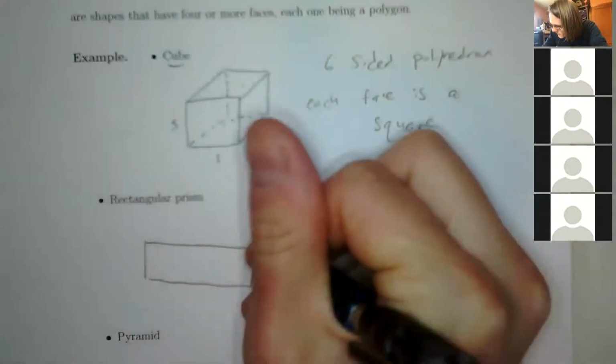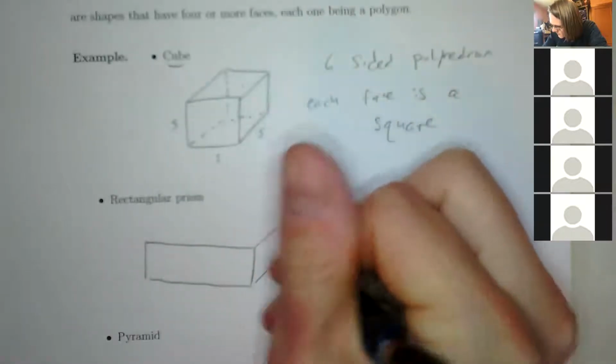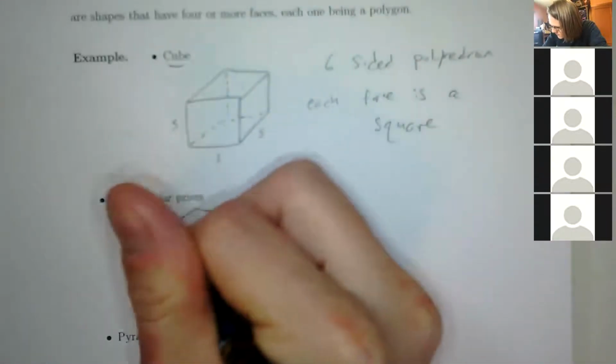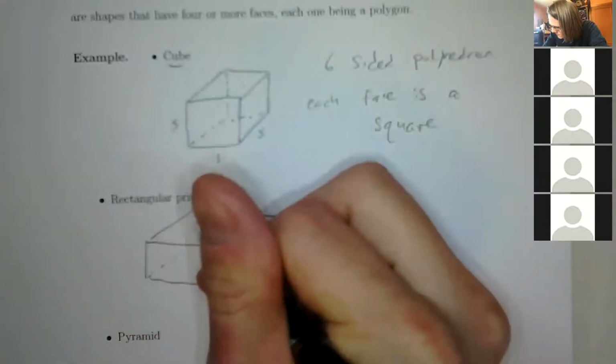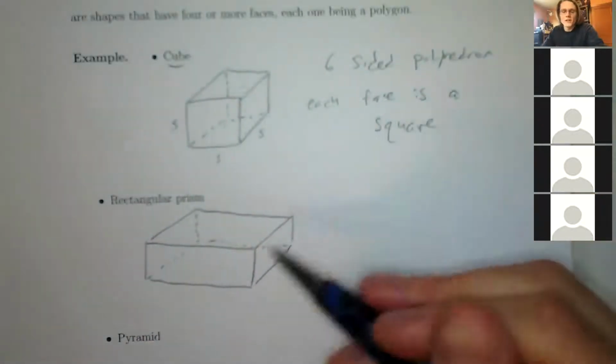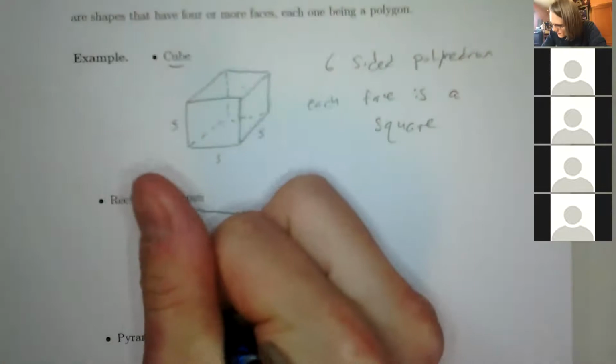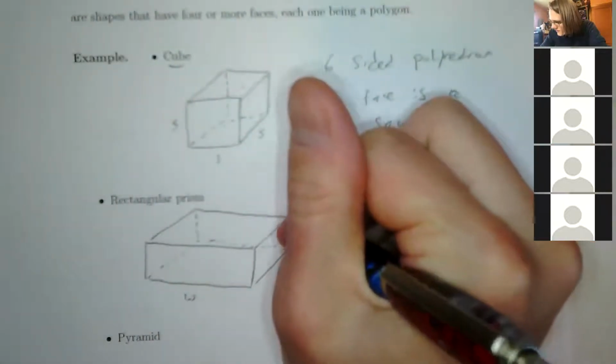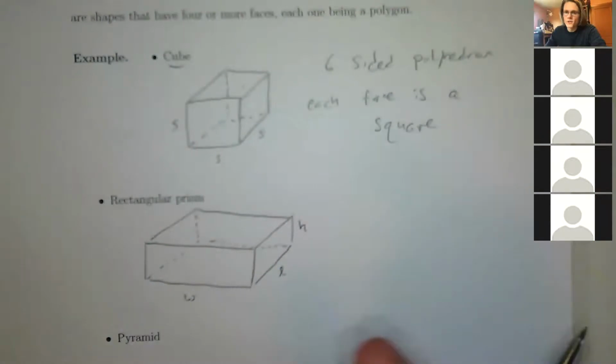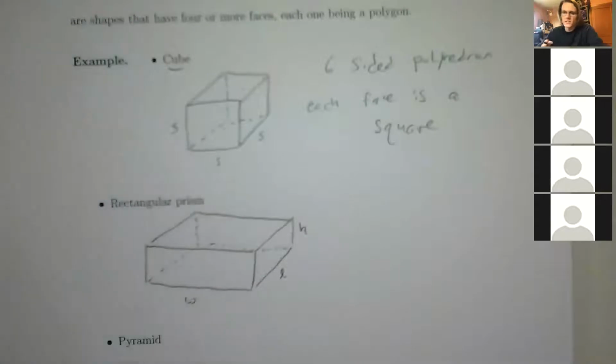So maybe like this. So this would be a rectangular prism because this side has length L, this has length W, and suppose this has length H. So L, W, and H don't have to be the same, whereas in a cube they do. So you could consider a cube to be a rectangular prism where all the sides are the same. It's the same way you can consider a square to be a rectangle where the sides are the same. It's just in 3 dimensions.